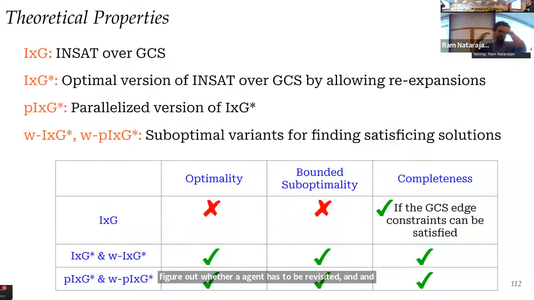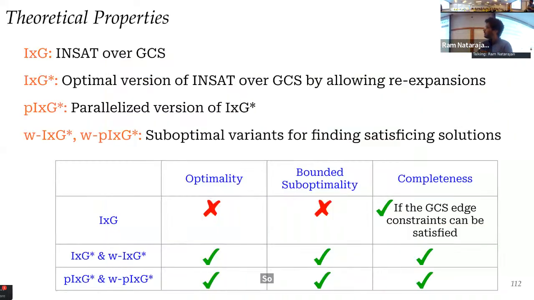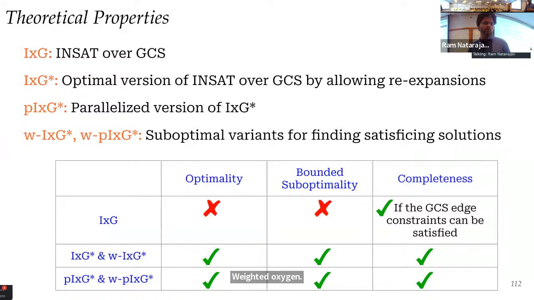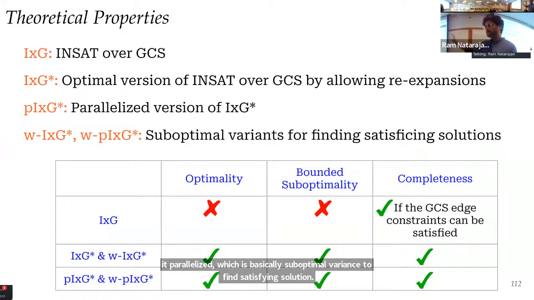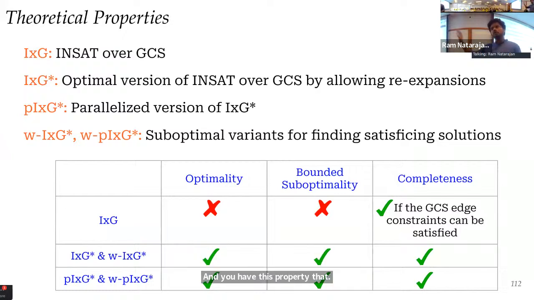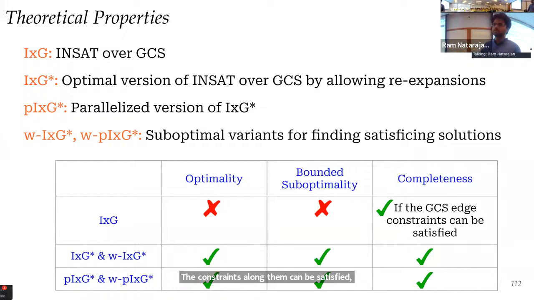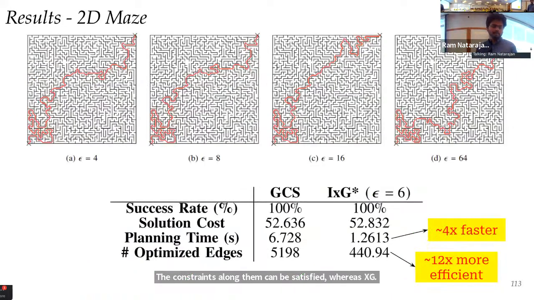Taking a step back in terms of the theoretical properties, we have IXG and IXG star, which is the optimal variant, and we also have weighted IXG and weighted parallelized IXG, which are suboptimal variants to find satisficing solutions. IXG is complete under the assumption that the constraints along any path on the GCS graph can be satisfied, whereas IXG star and PIXG star are both complete and optimal.